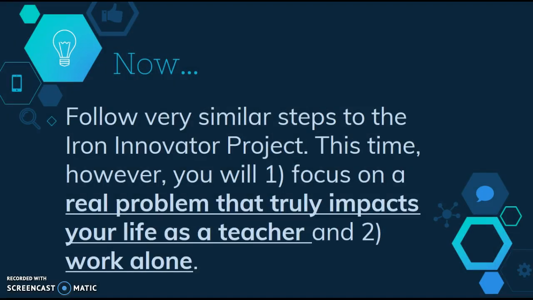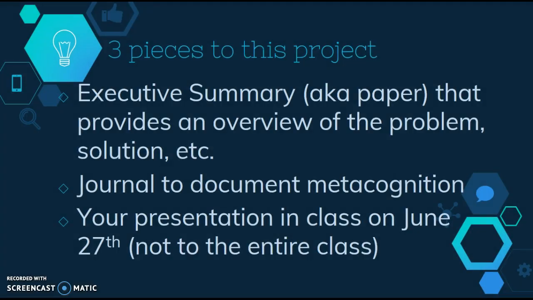So again, this project is similar to the Iron Innovator, but this time keep in mind that you're going to focus on a real problem that truly impacts your life as a teacher, and you are working alone. There are 3 pieces to this project. There's an executive summary, which is just a paper, but that's the way that businesses talk about papers. They don't say a paper, they'll call it an executive summary. That will essentially provide an overview of the problem and the solution and a few other things that I'll get to in a moment. You will journal, just like you did before, to document your metacognition, and then the presentation that you'll do in class on our last day.